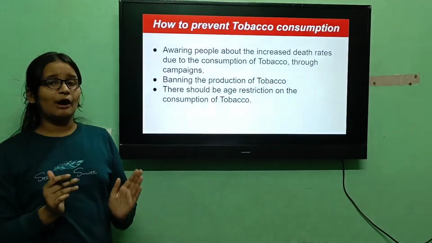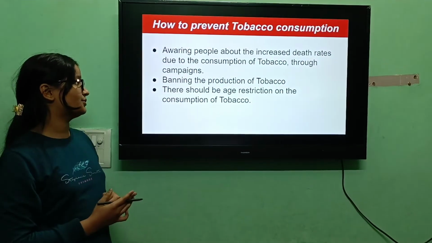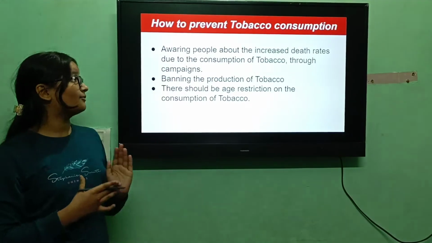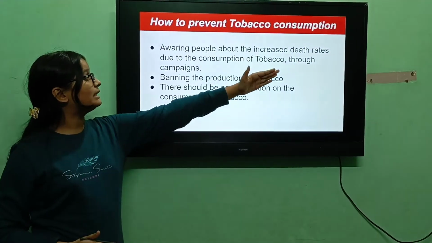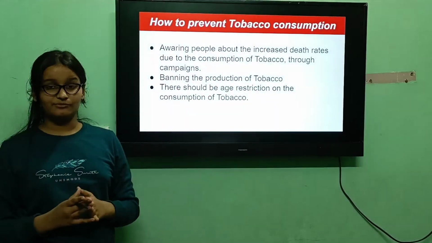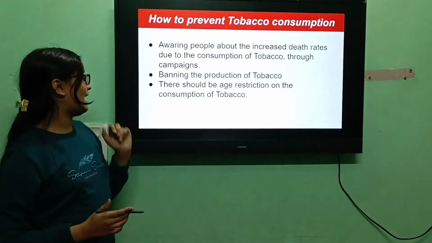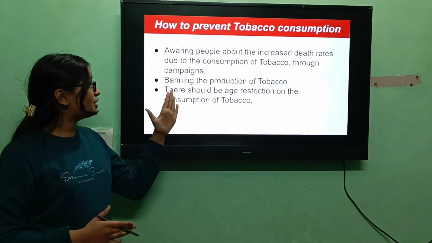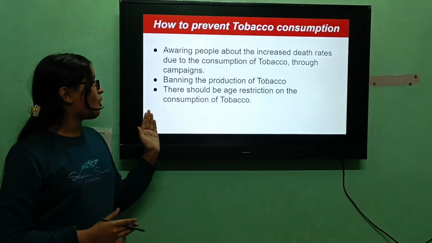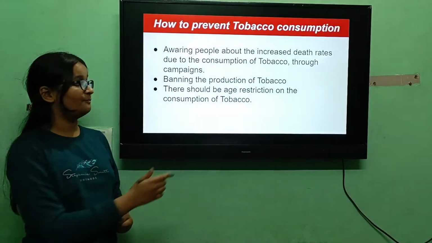Now, let's see how to prevent tobacco consumption. We can prevent tobacco consumption by making people aware of the increased death rates due to the consumption of tobacco through campaigns. Banning the production of tobacco. There should be age restrictions on the consumption of tobacco.